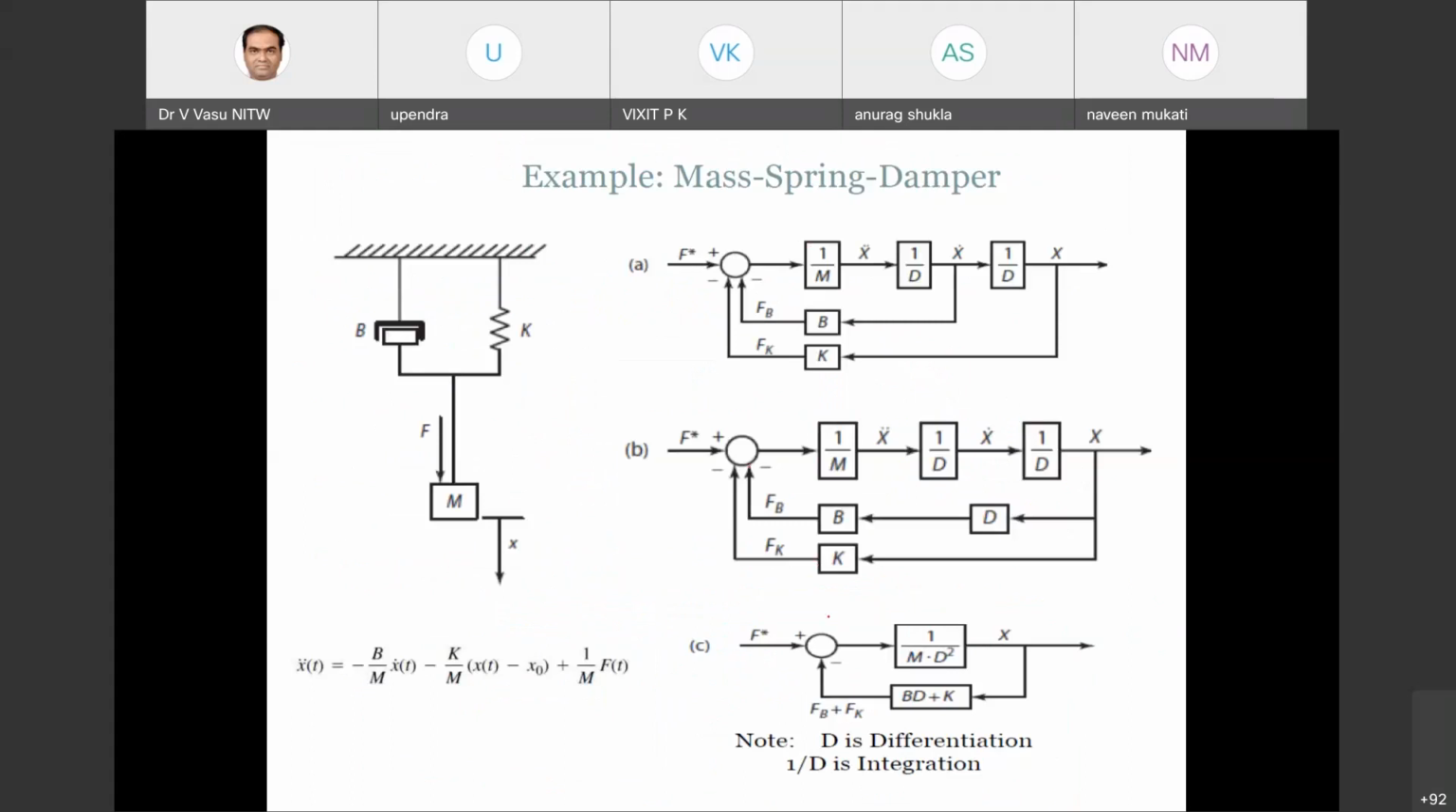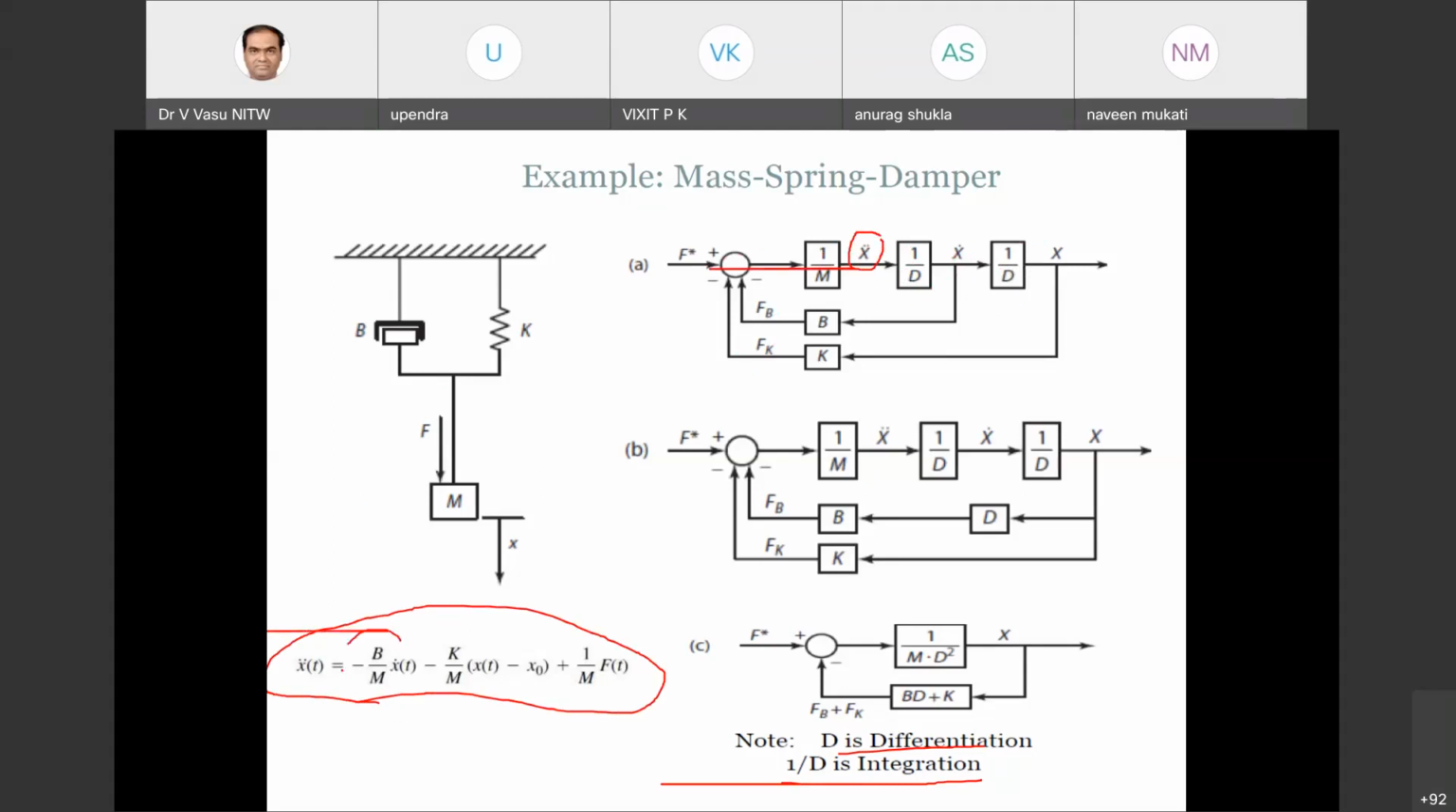So we will start with D, the differentiator, and 1/D is the integrator. So we take 1/D here, and you have to take the x dot here. If you integrate this one, you are going to get x dot, and finally you are going to get x. Okay, and whatever the equation which is represented here, I can represent in this particular block diagram representation.